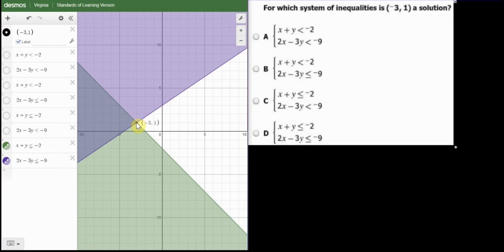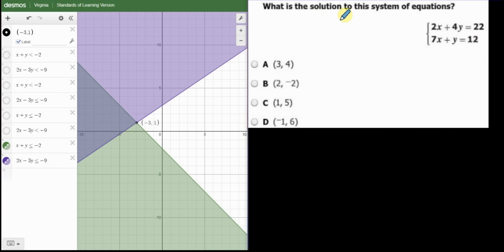So this point is on a solid line that is bordering our solution region. If this point was over here somewhere, it would not be a solution. It has to border, and it's on both of the solid lines. So our answer is going to be D. And you could always plug the ordered pairs in to see that they work as well, that they work for both inequalities.